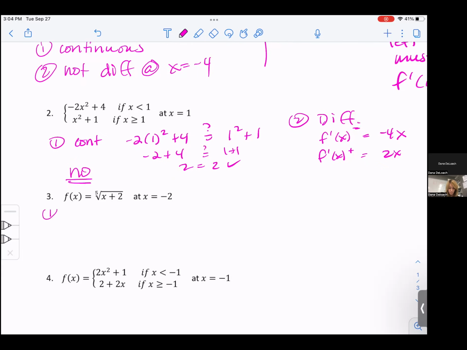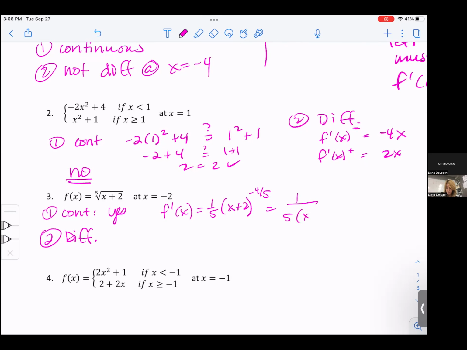Okay, so number 1, is this continuous? Well, yes, I can do a 5th root of 0. So the answer is yes. Now I'm going to decide if it's differentiable. So I'm going to find the derivative. For f prime of x, I don't have a left and right, so I just need to see what happens. f prime of x is going to equal, and that would be to the 1/5 power, so it would be 1/5 times (x plus 2) to the -4/5, which is going to be 1/(5 times (x plus 2) to the 4/5).